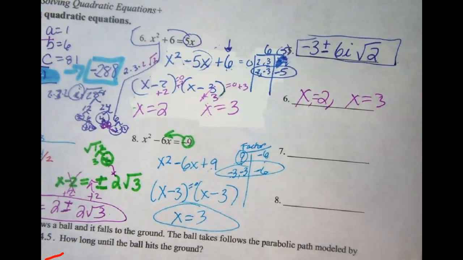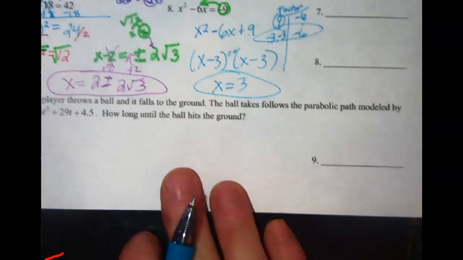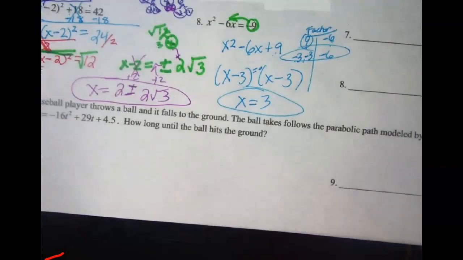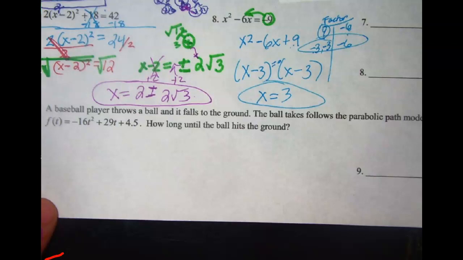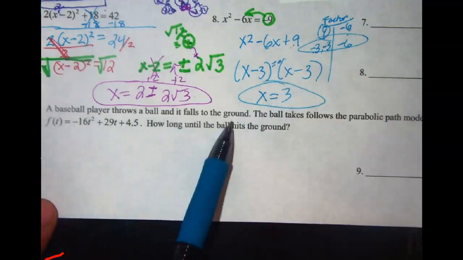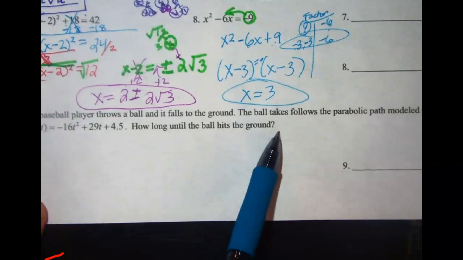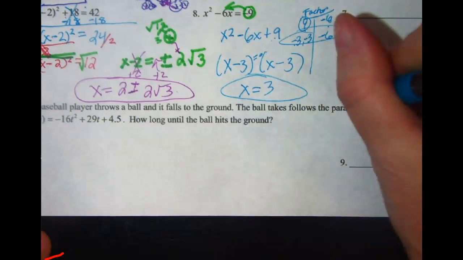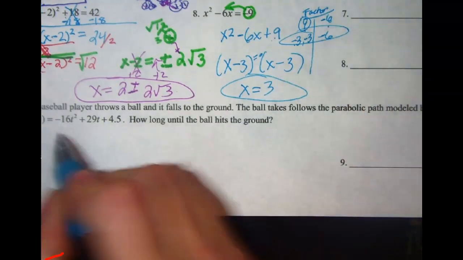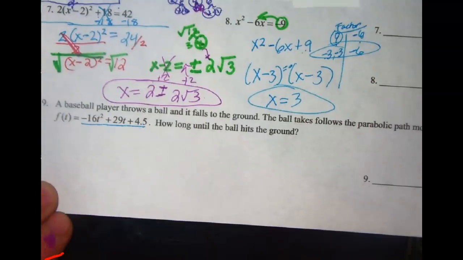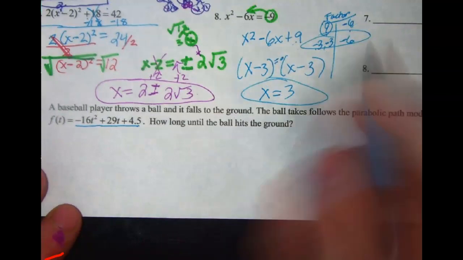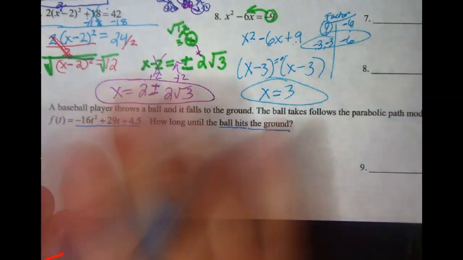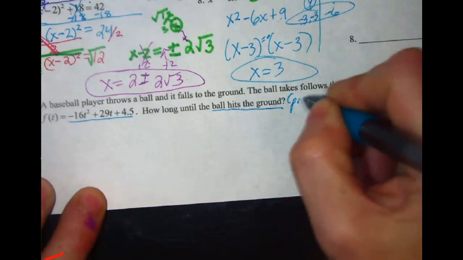Okay? And then looking at the last one, it's a story problem, but it's not much different than solving something that's not a story problem, because it just wants us to find the variable that's missing or the possible solutions. So it says a baseball player throws a ball and it falls to the ground. The path that the ball takes follows a parabolic path modeled by, here's the model, this f of t. How long until the ball hits the ground? So a hint is when we get to solutions, we want the positive answer.